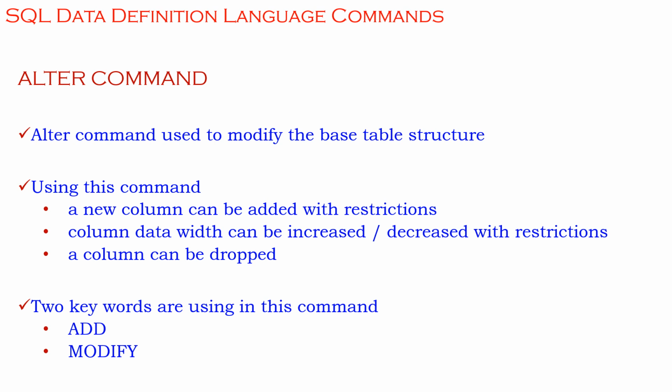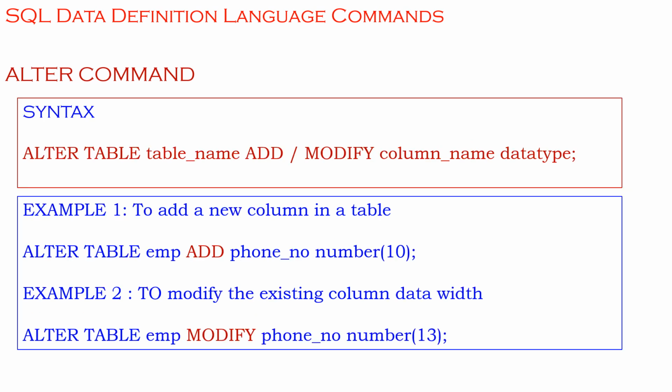So we'll see an example command syntax. You can see alter table is a keyword, followed by the table name, the name of the table we are trying to update, and then add or modify. If you're going to add, you use the add keyword, or if you're going to modify, you use the modify keyword, followed by the column name, followed by the data type. So you can see examples 1 and 2.